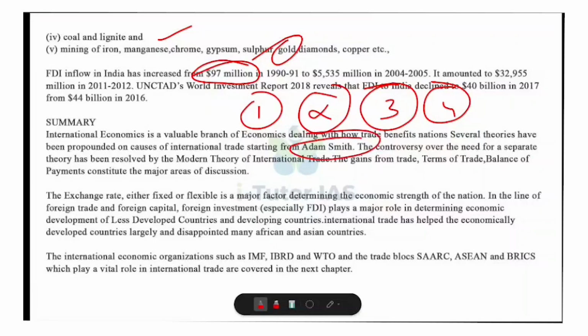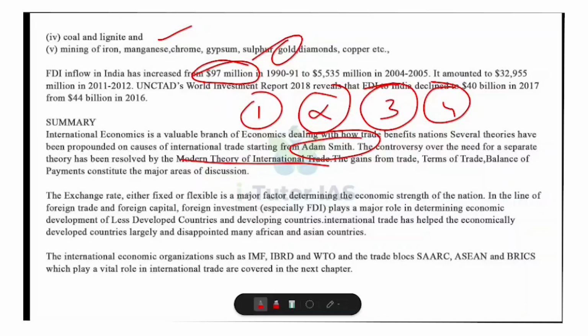Adam Smith's absolute cost advantage, that means trade benefits when countries specialize in goods they can produce more efficiently. And David Ricardo's theory is the comparative cost advantage theory. He said trade can benefit even if one country is less efficient in producing all goods. And the modern theory of HO explains trade based on differences in factor endowment. And also we have learned about major areas of discussion in international trade, that means gains from trade, then terms of trade and BOP.